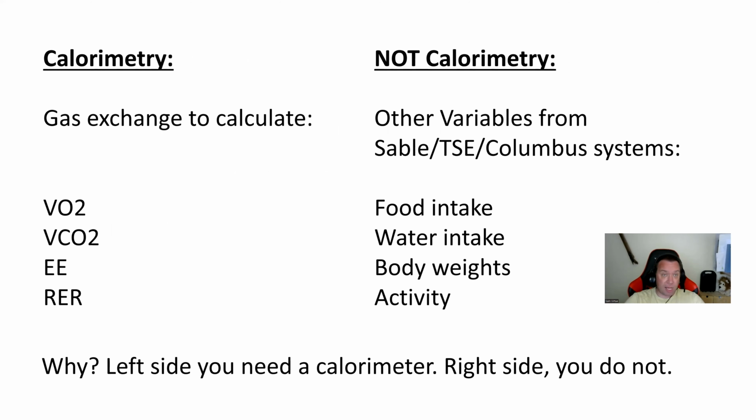Okay, so what I would argue then, finally, is calorimetry. Just remember, calorimetry is your gas exchange, because that needs a calorimeter. And the other variables you get from the commercial systems are not calorimetry. They are nice to have, but if your absolute critical variable is that energy expenditure, or that respiratory exchange ratio, then think about your design of your experiment to optimize what you are doing.